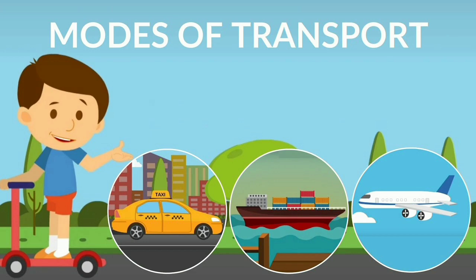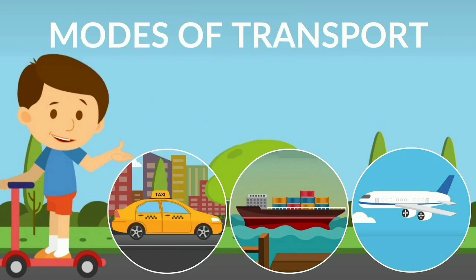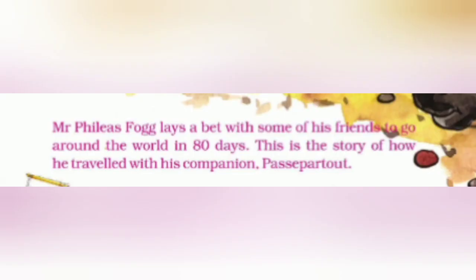So we use different modes of transport depending upon the distance that we have to travel. If we have to travel nearby, we can conveniently use the road transport. But if we have to travel to distant places that are far, we need to use rail transport or air transport. Let's begin reading from the book.